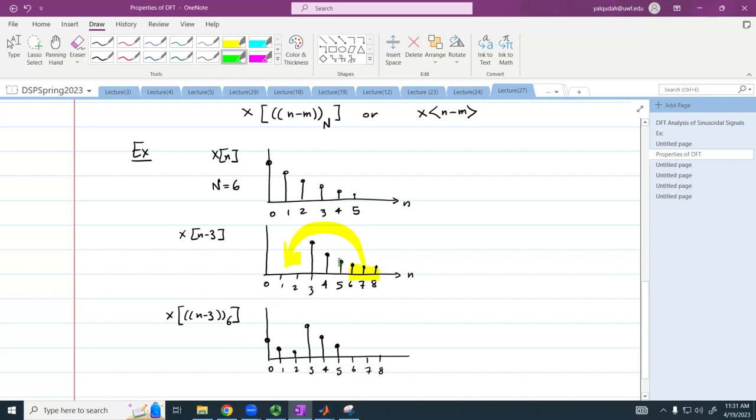Does that make sense? So x of n minus 3 with N equal to 6. We're going to shift the signal by 3. And then we're going to go to 6 minus 1, which is 5. Any signal beyond 6 minus 1, which is 5, I'm going to take it and move it back to the index of 0.